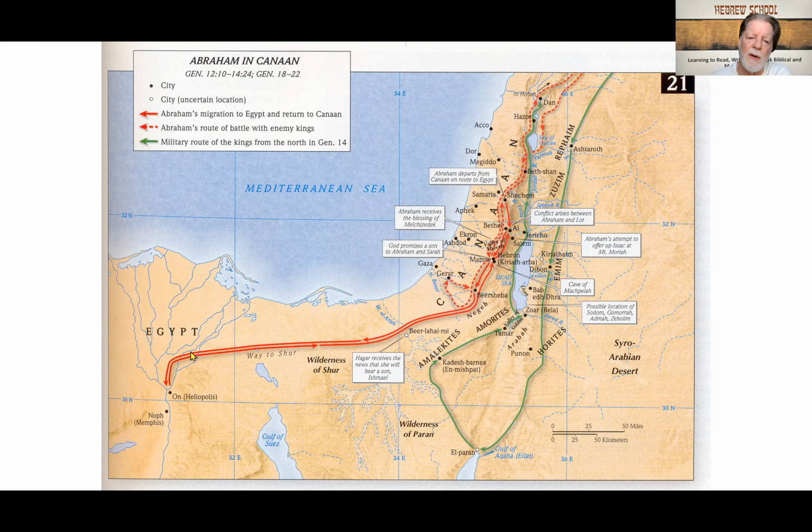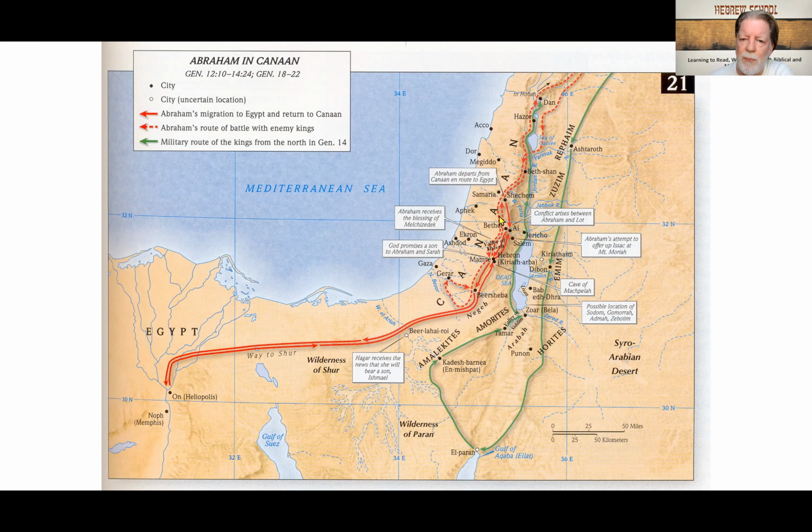So if you kind of combine these two maps, you got Abraham traveling a long way from ancient Babylon, Ur of the Chaldeans, to Haran, then south into the promised land, over into Egypt. They stayed there for a while. They got very rich in Egypt. And then they came back to the promised land.